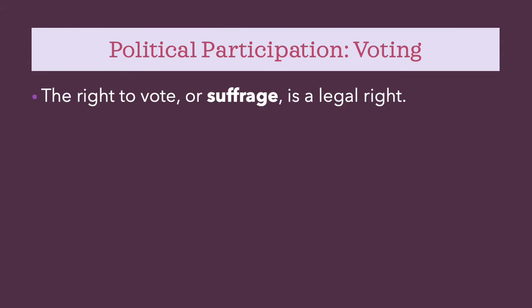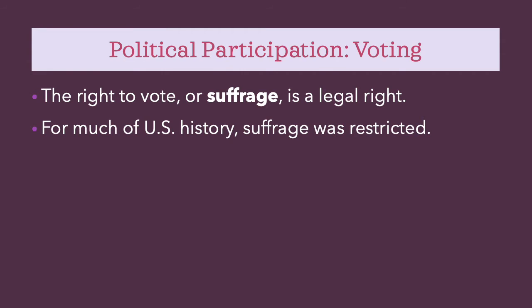The right to vote, also known as suffrage, that's why the women who were seeking the right to vote were called suffragettes. Suffrage means the right to vote. It's a legal right, and for much of United States history, there were a lot of restrictions on who could and could not vote. As we're reading in our textbook, voting was initially restricted to property owners. The thinking was that if you owned property, you had a stake in the political game, because you had to pay taxes on it, and so you were more likely to pay attention to what was going on than those who did not own property.